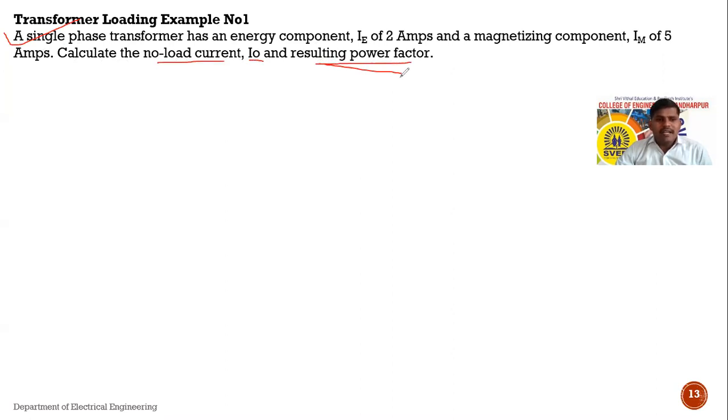Here the values are given, the values of IE and IM are given. So calculate the value of I0 and power factor. All of you take this problem and solve it. Otherwise we will solve it in tomorrow's lecture. Okay, in this way we will conclude and we will stop here.